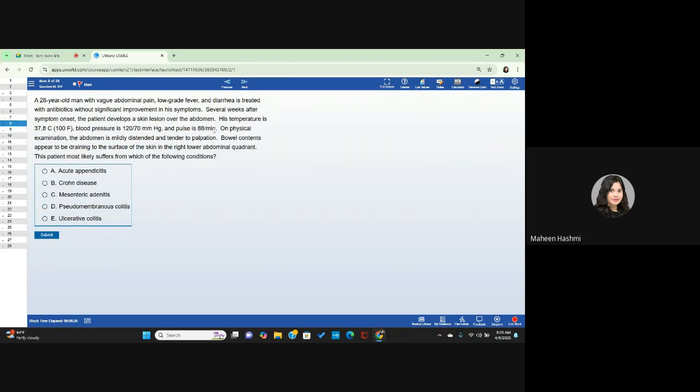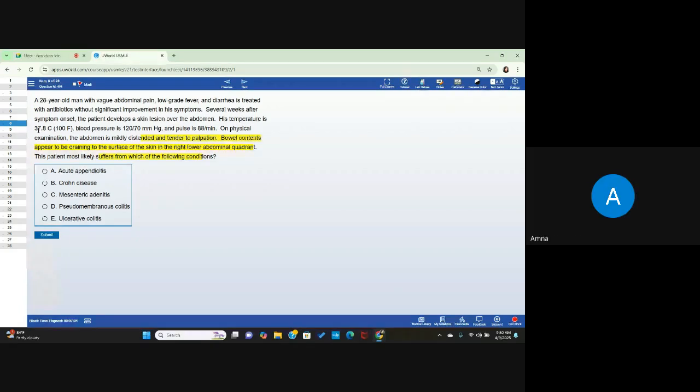All right. On physical examination, the abdomen is mildly distended, with tenderness on palpation. Bowel contents appear to be draining to the surface of the skin in the right lower abdominal quadrant. The patient most likely suffers from which of the following conditions? So what do you mean by this? Bowel contents appearing to be draining to the surface of the skin. What does this mean? Fistula. What else? Sinus, that there is some sinus formation, right?